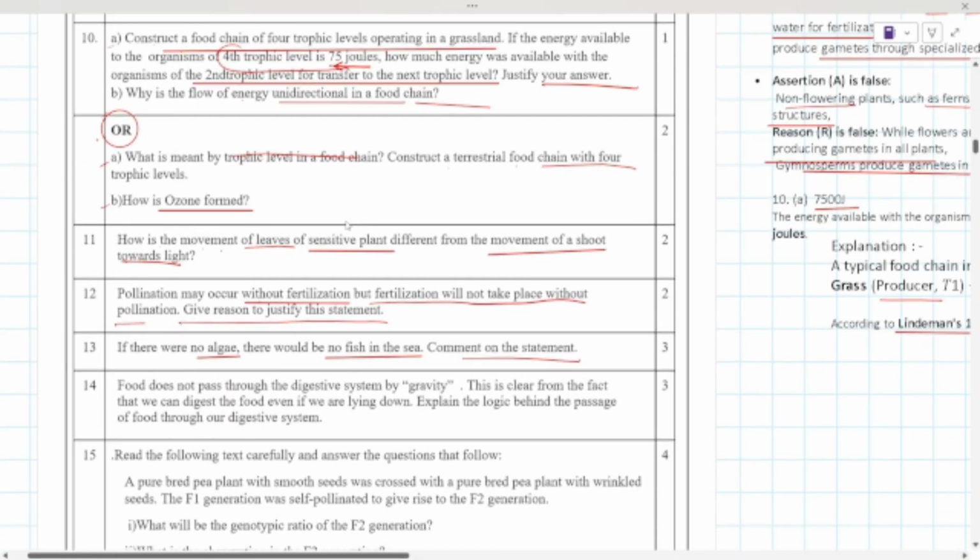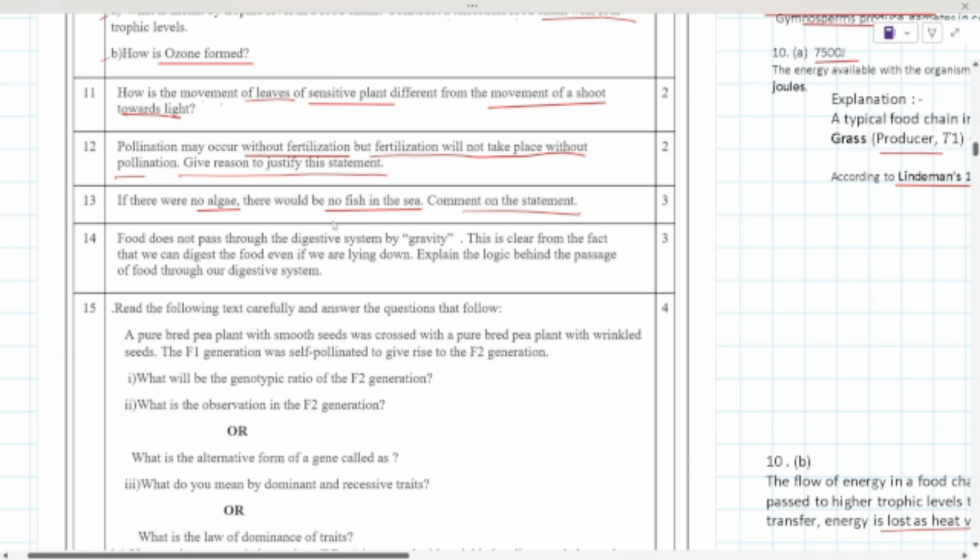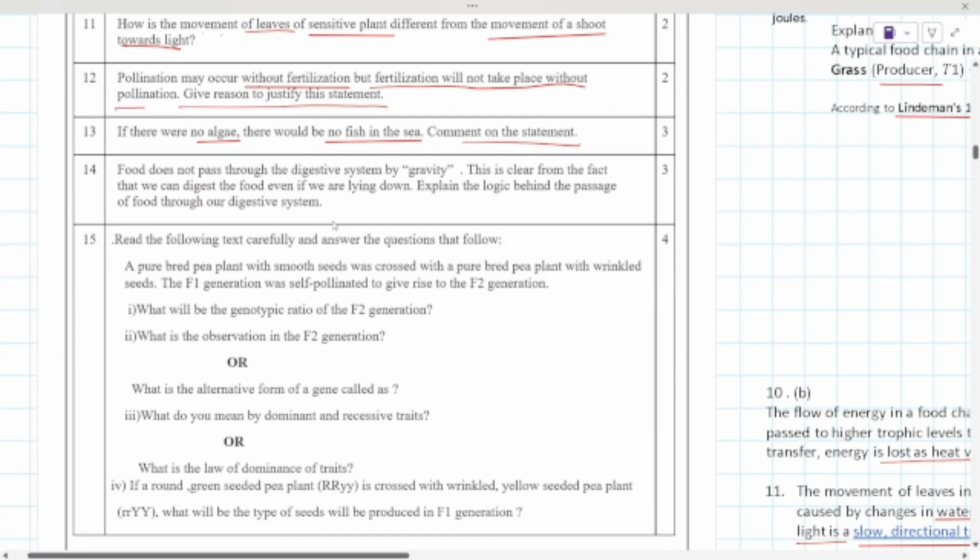Any doubt? Now, the food does not pass through the digestive tract by gravity. This is clear from the fact that we can digest the food even if we are lying down. Explain the logic behind the passage of food to our digestive system. Clear? Explain it.